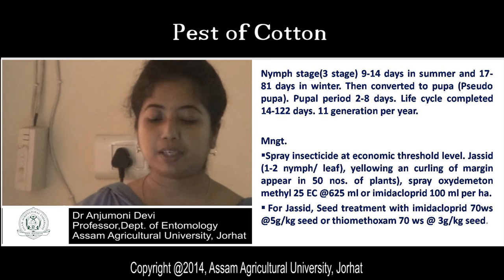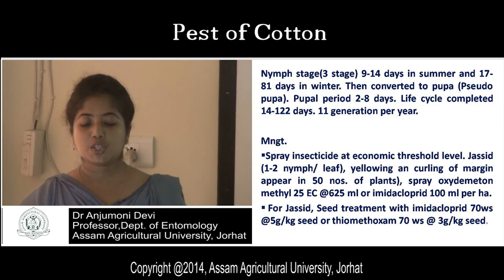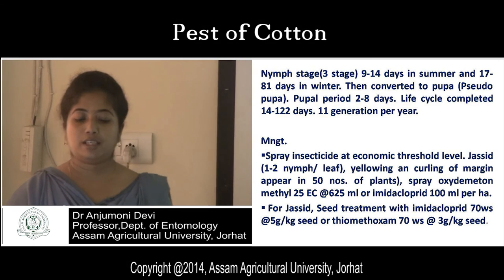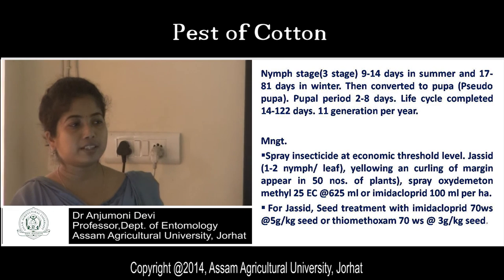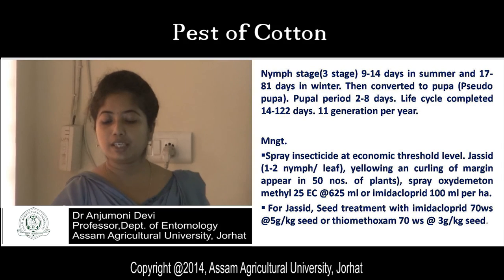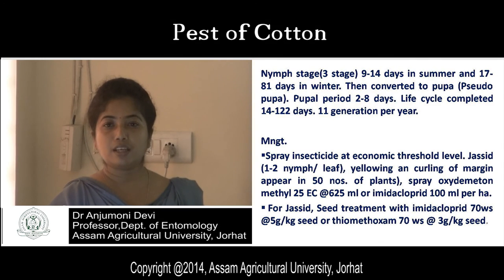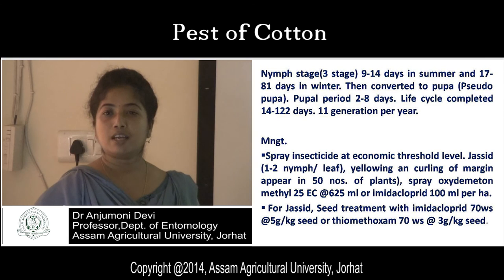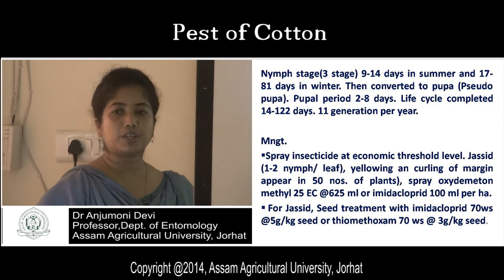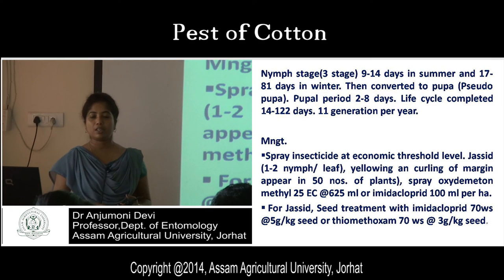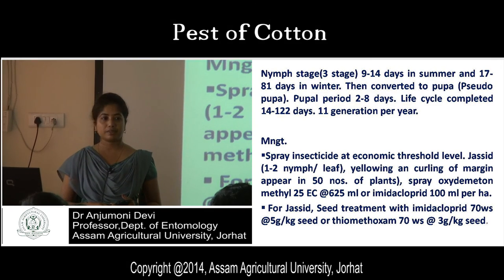Then the management. Spray insecticide at economic threshold level. In case of jassid, the economic threshold level is 1 to 2 nymphs per leaf, or yellowing and curling of margin appearing in 50 plants. Economic threshold level is the level of pest population at which we go for adoption of chemical control measures.